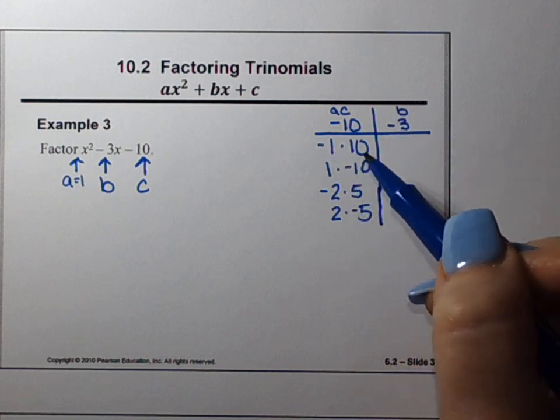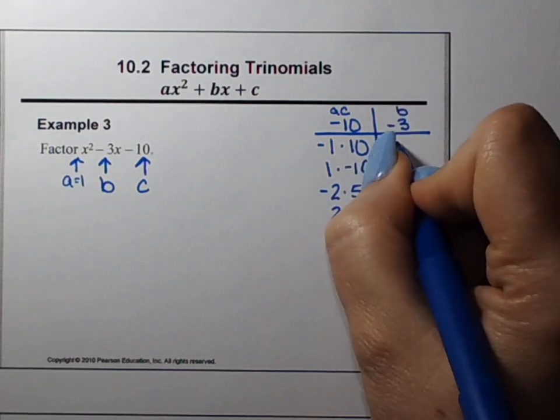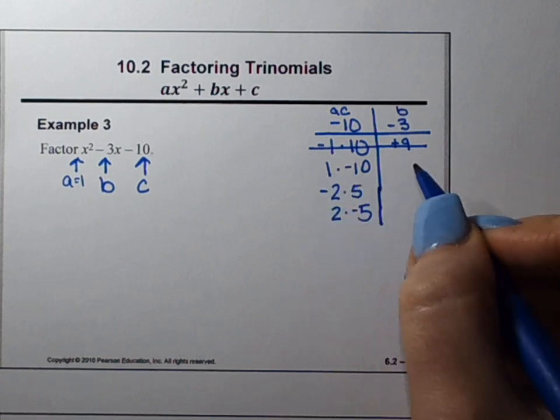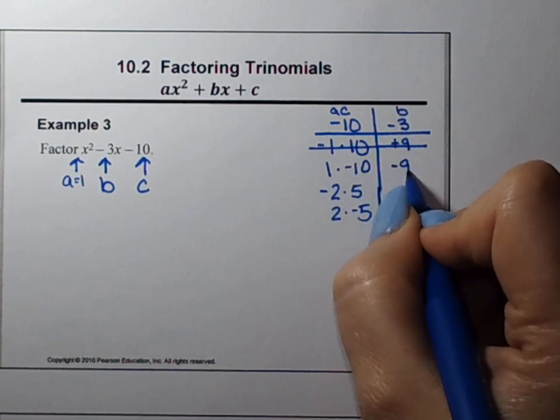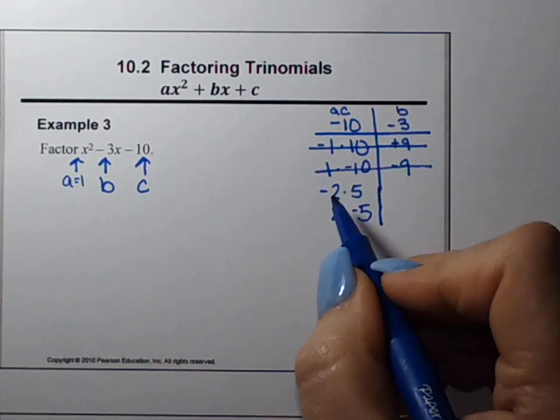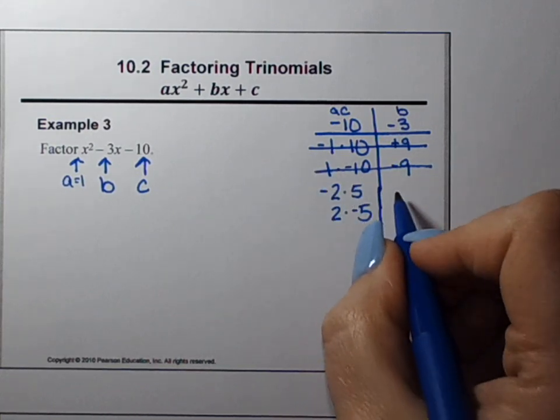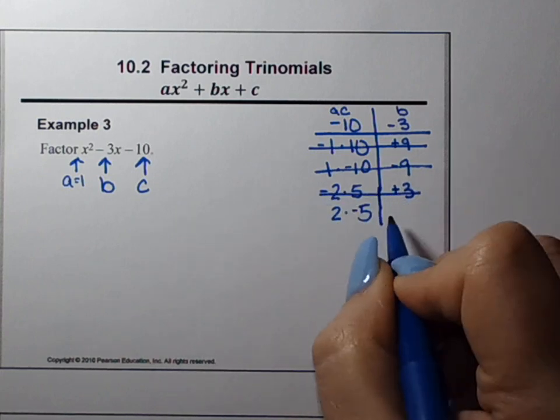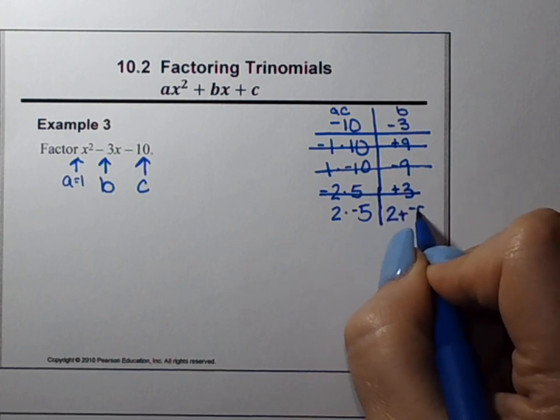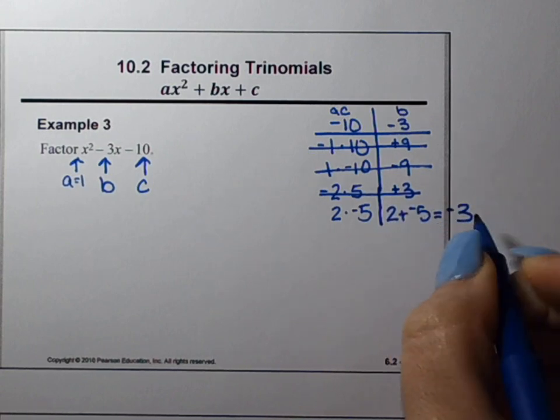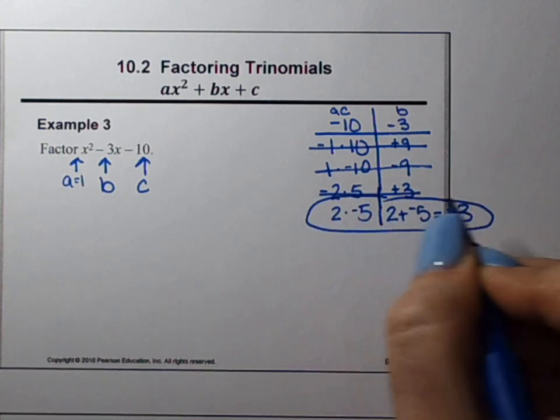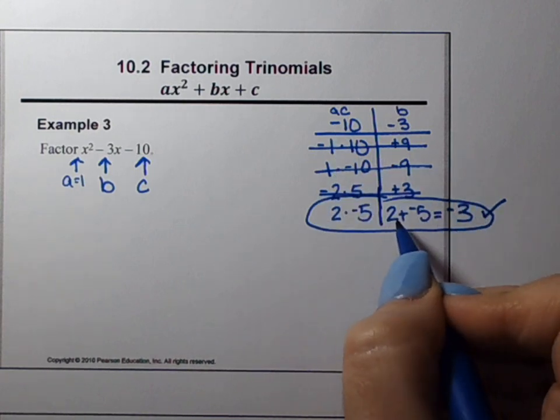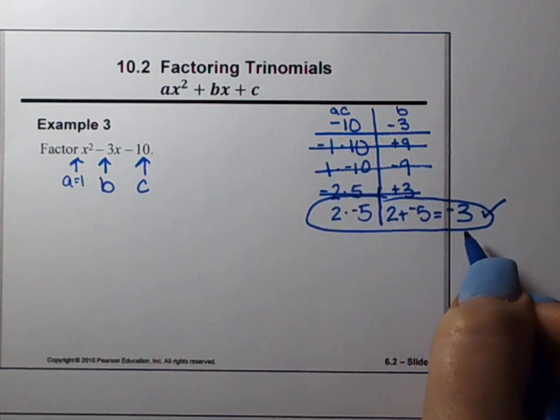Well, -1 plus 10 is going to give me a positive 9. That does not work. That's not what I'm looking for. 1 plus a -10 is going to give me a -9. That doesn't work either. Then I've got -2 plus 5. That's going to give me a positive 3. So that one doesn't work. But then 2 plus the -5 gives me a -3. So there's my winner right there. I've got factors that multiply together to get -10, and they're going to add together to give me that -3, that B term that I'm looking for.